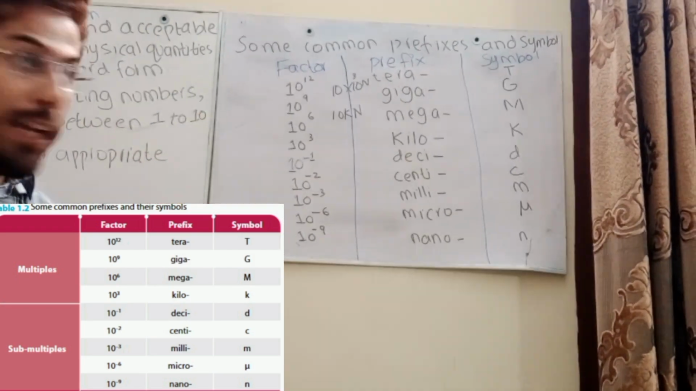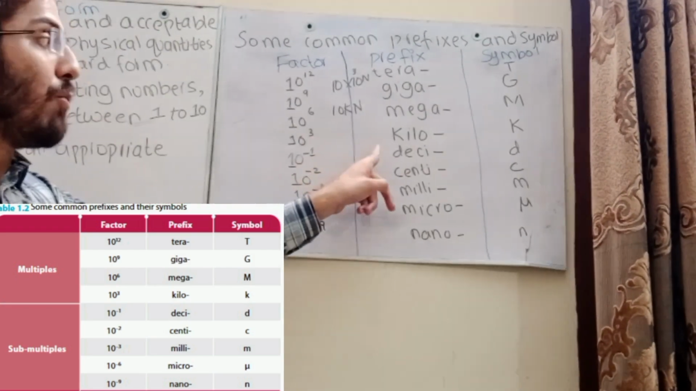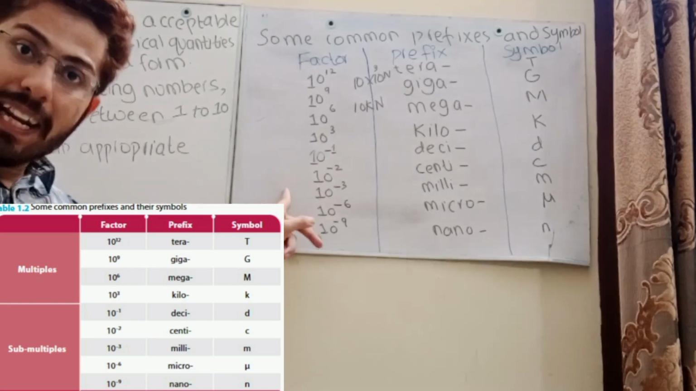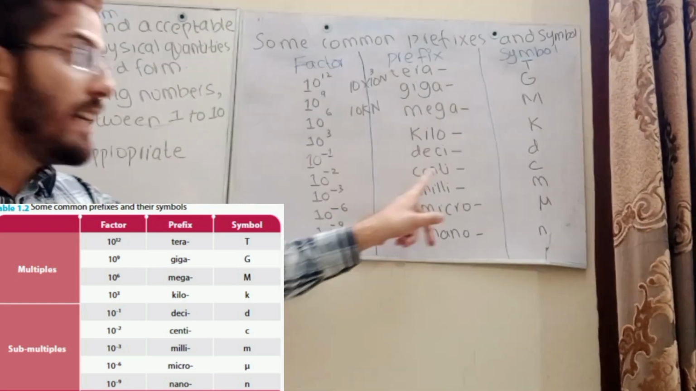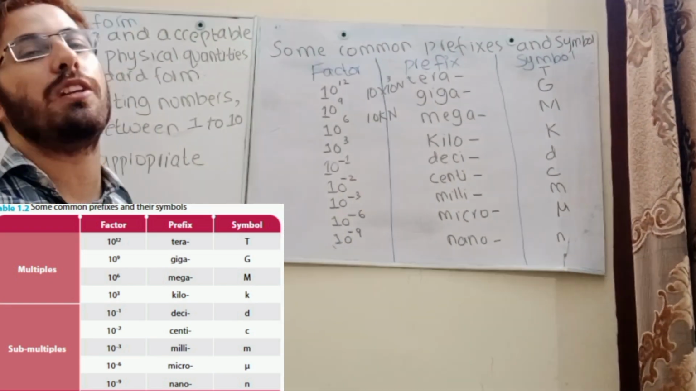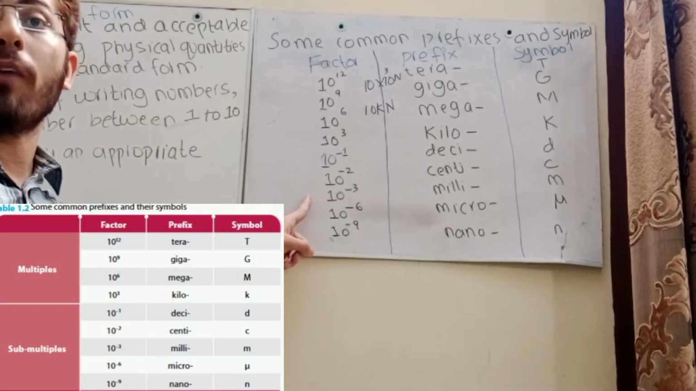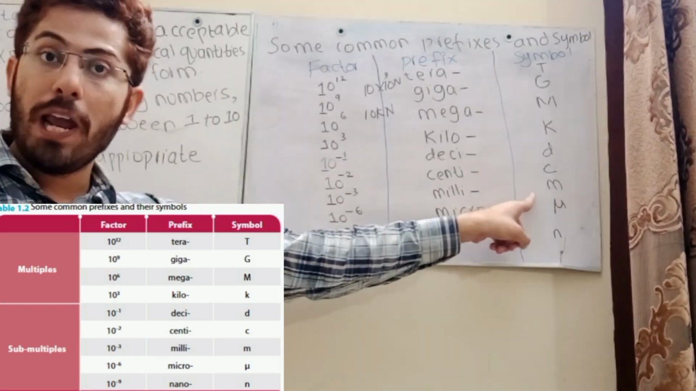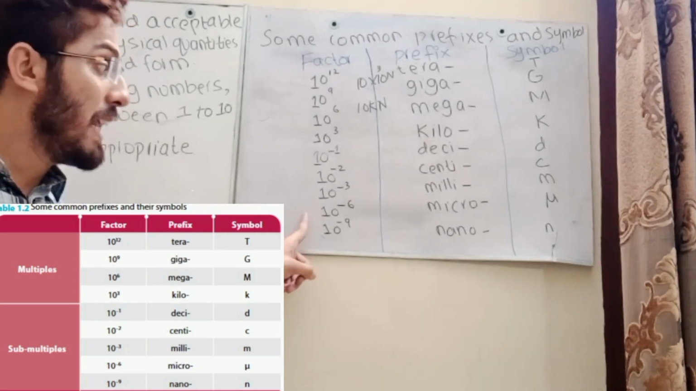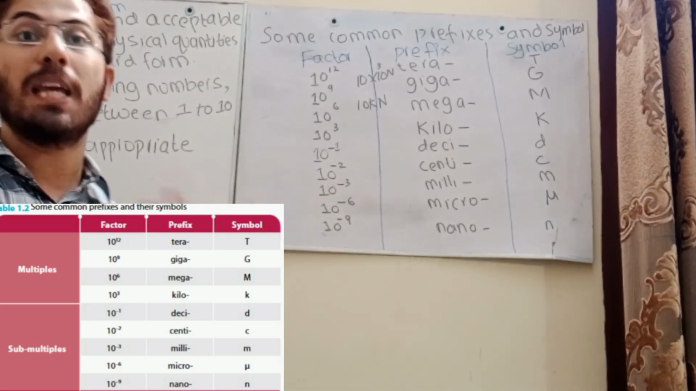Now, you have 10 to the power minus 1, which stands for deci, small d. 10 to the power minus 2 stands for centi. Centi is mostly less used in the exam. But this one is mostly used: 10 to the power minus 3, milli, small m. Micro, I told you, is 10 to the power minus 6, and nano is 10 to the power minus 9.